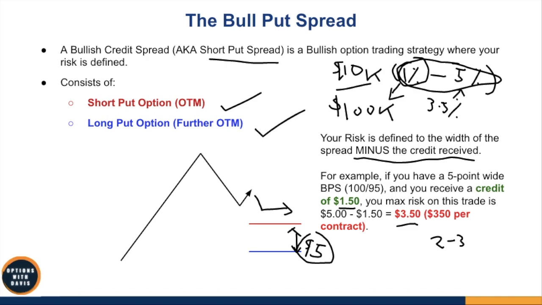Now the next question you might be asking yourself is, whenever you make money, you're only making $1.50 in credit, but then you're losing $3.50. Wouldn't that mean that one loss would wipe out 2 wins?